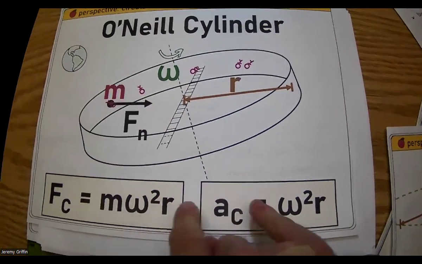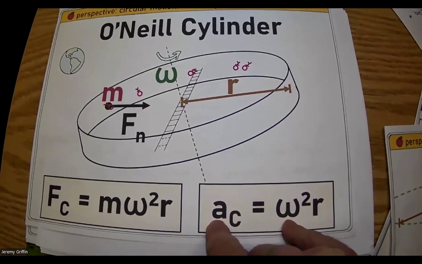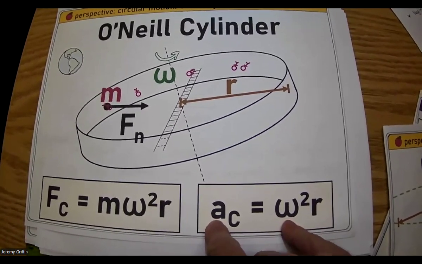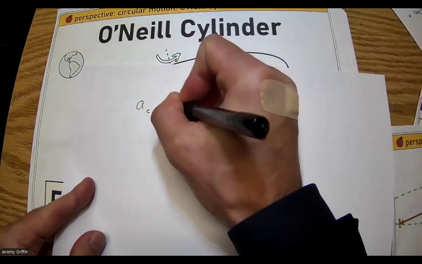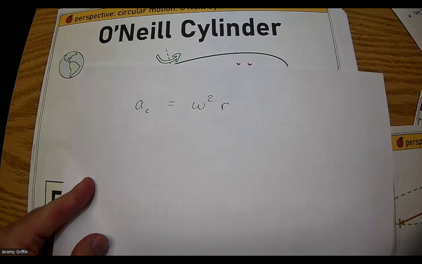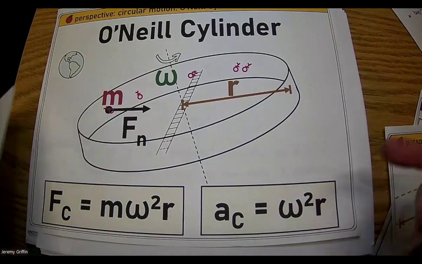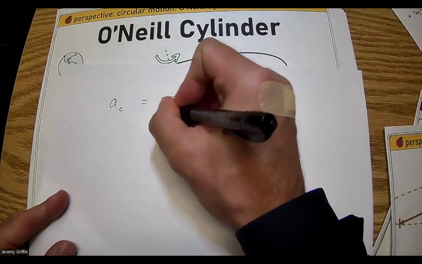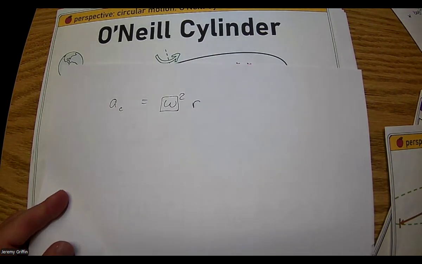Guys, how do you go from force to acceleration? Just divide by mass. That's Newton's second law of motion. Let's do this one here. Centripetal acceleration equals omega squared times r. Now, you want to solve for how fast it's rotating, so you're solving for omega, right?